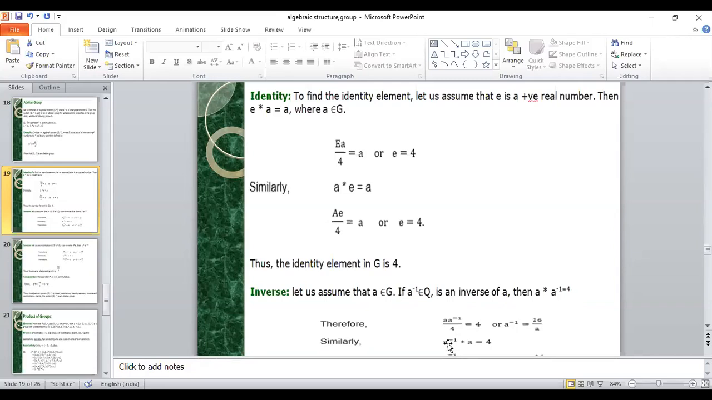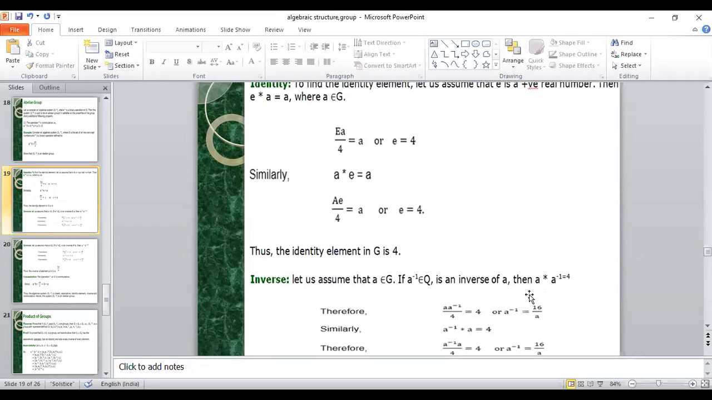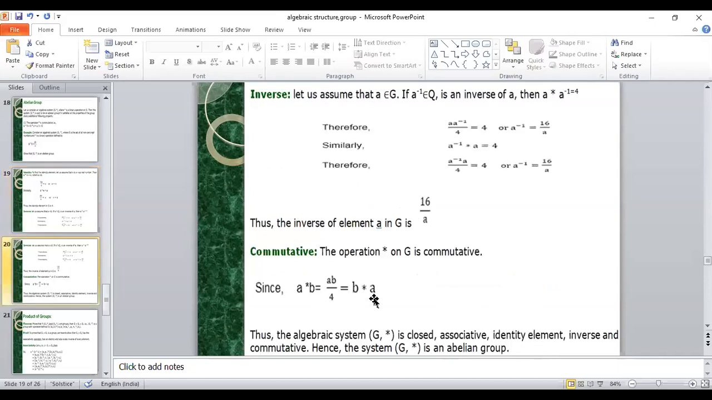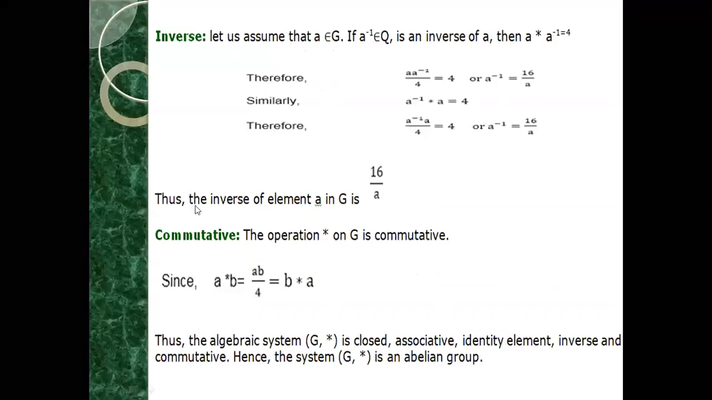Similarly, a inverse * a is equal to 4. From this property we can write a inverse a/4 = 4, so a inverse is 16/a. So a * a inverse is equal to a inverse * a is equal to 16/a. Thus the inverse of element a in G is 16/a.